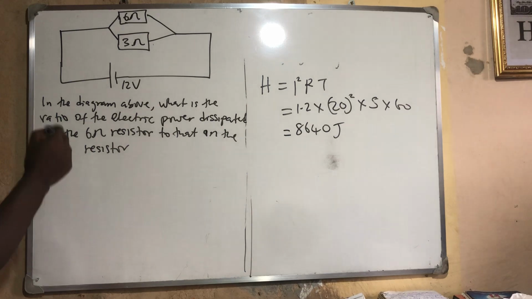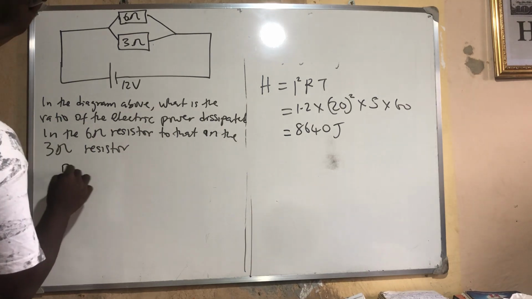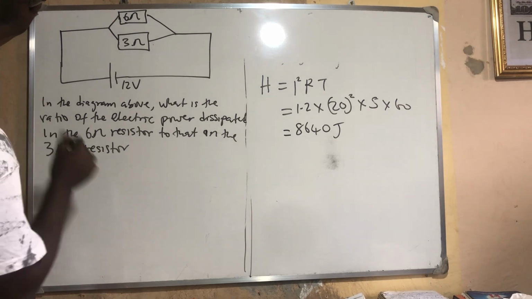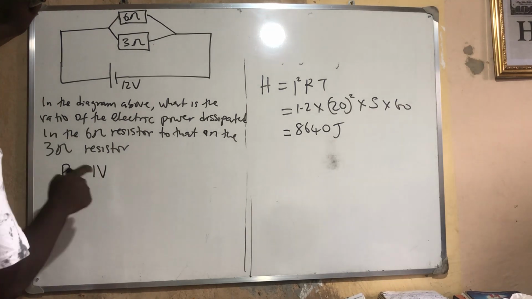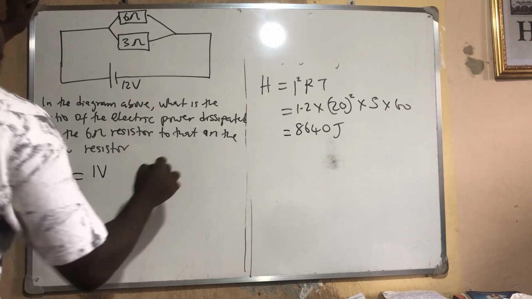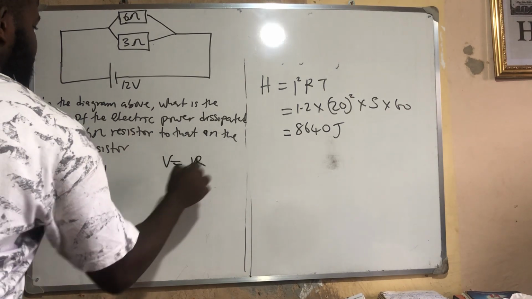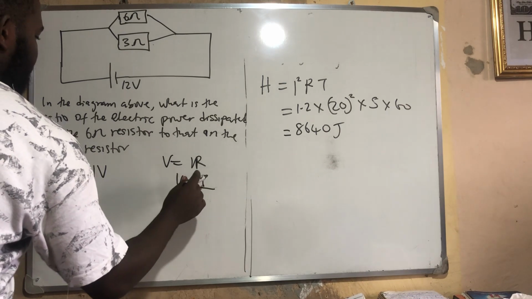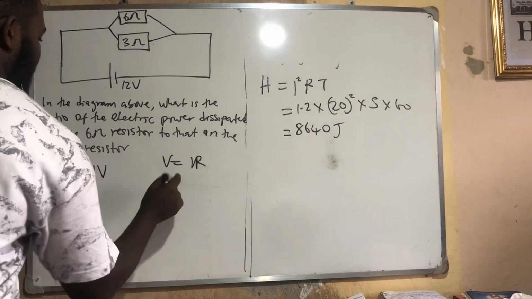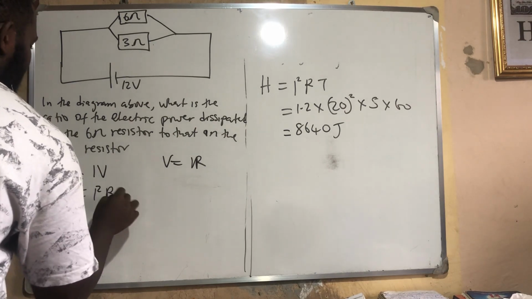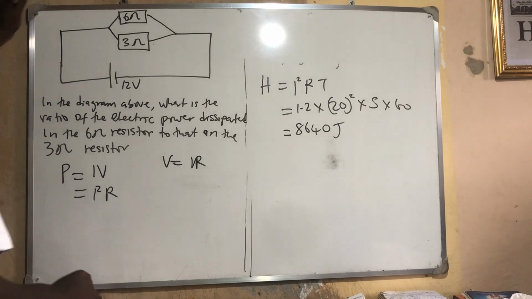Okay? You should know that power is the same. Power is equal to IV. But I don't want to use V, I want to use R. I know that V is equal to IR. So if I put it here, I have I squared R. Okay?